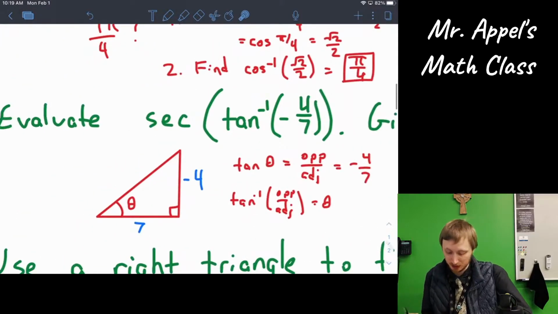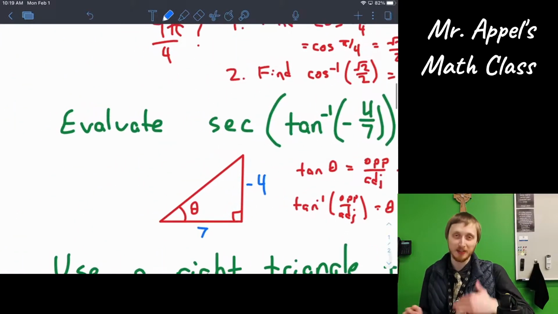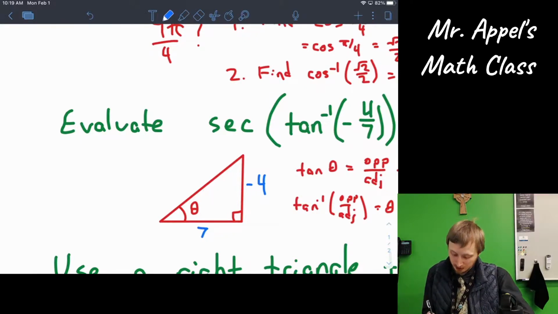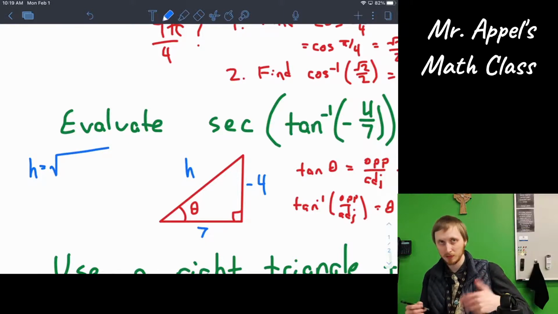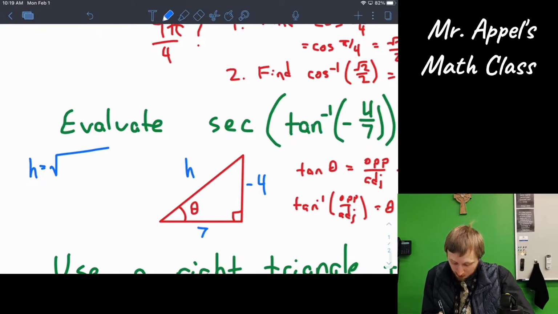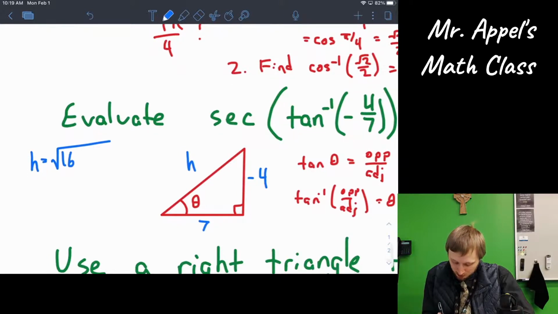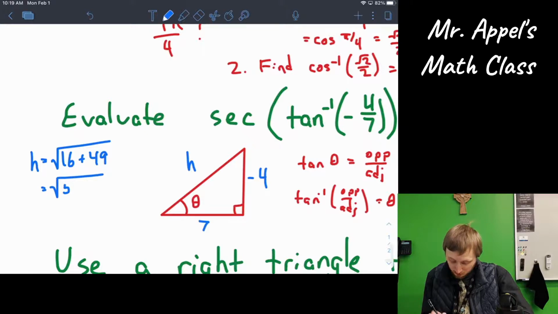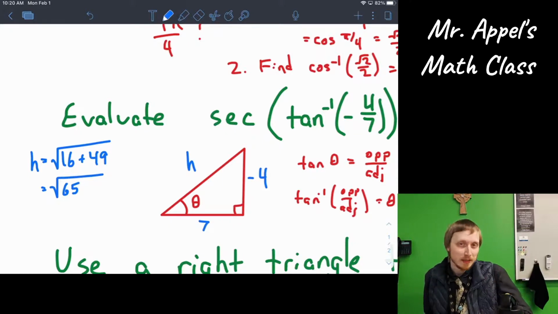What is the hypotenuse there? Well, here's where good old Pythagorean theorem comes in. So this hypotenuse is going to be a squared plus b squared equals c squared, so it's the square root of 4 squared, that's 16, plus 7 squared, that's 49. So this is the square root of 65. Square root of 65 is something more than 8, a little bit.